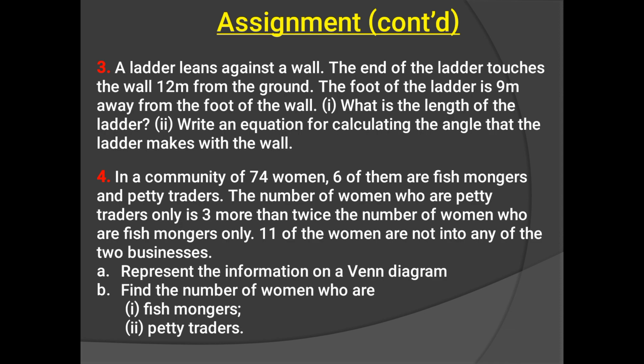In a community of 74 women, 6 of them are fishmongers and petty traders. The number of women who are petty traders only is 3 more than twice the number of women who are fishmongers only. 11 of the women are not into any of the 2 businesses. A, represent the information on the Venn diagram. B, find the number of women who are (i) fishmongers, (ii) petty traders.